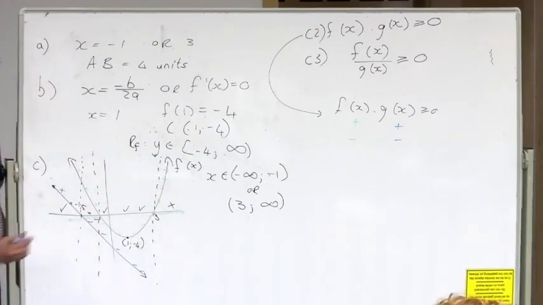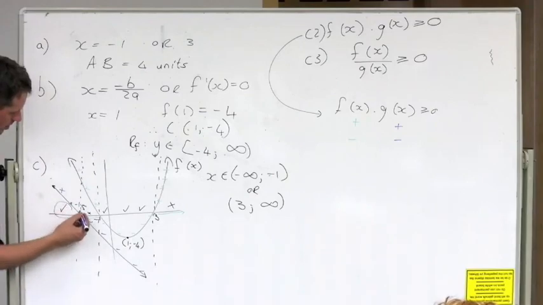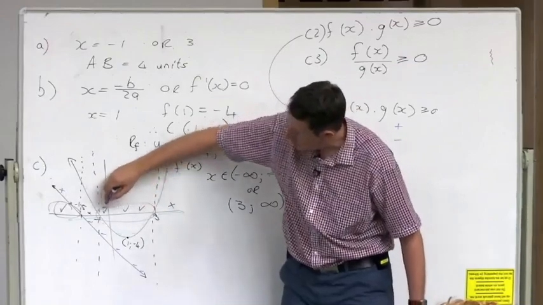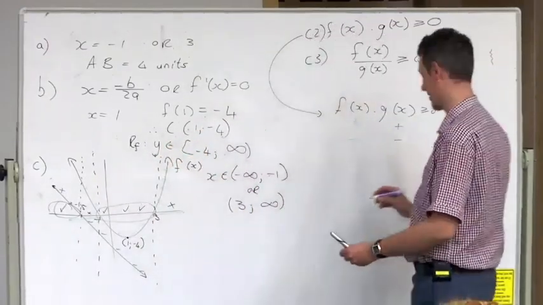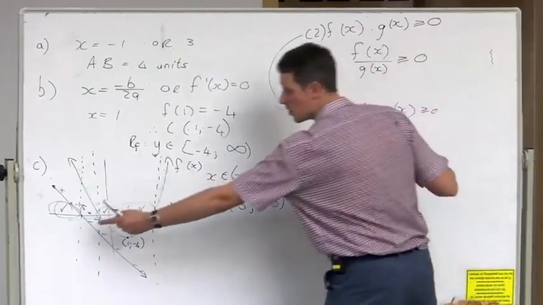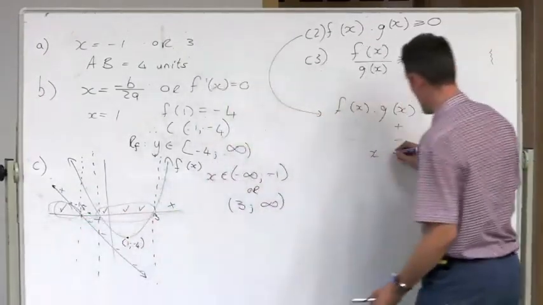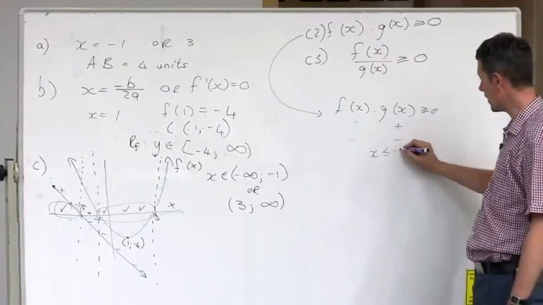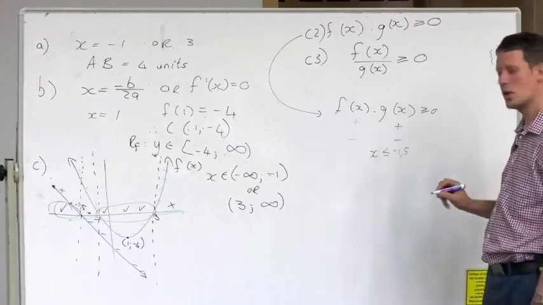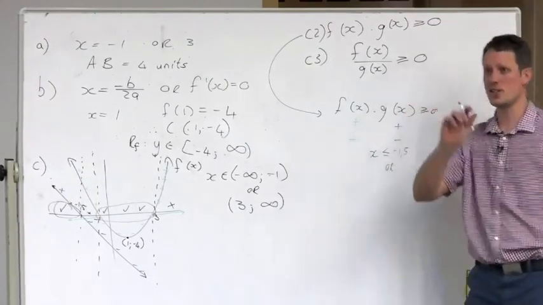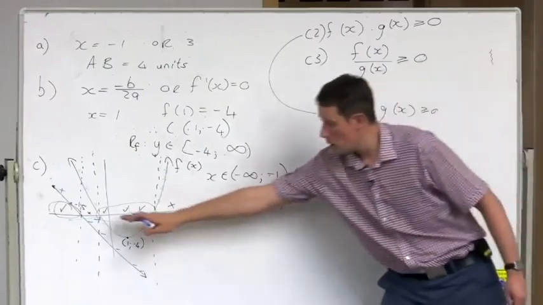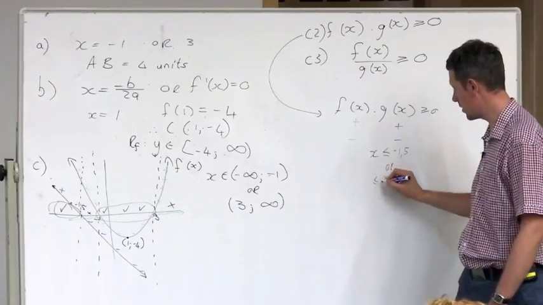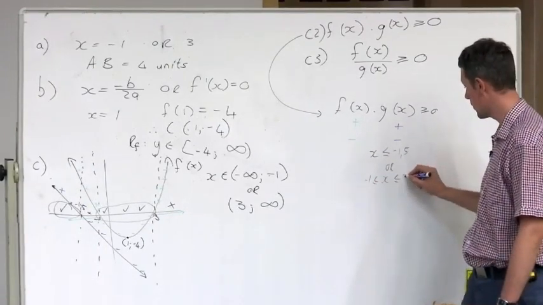So, there are my two answers. That interval there, as well as that interval there. And that's all you've got to write down. So for x, this interval is smaller or equal to negative 1, 5. Or, I'm going to write it in interval notation now for you, x between negative 1 and 3.